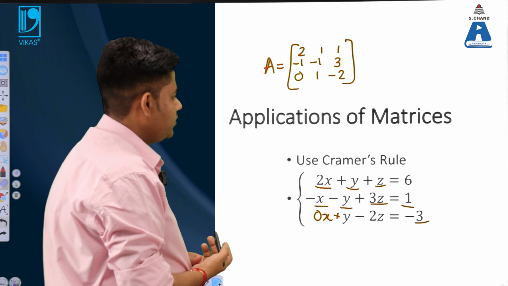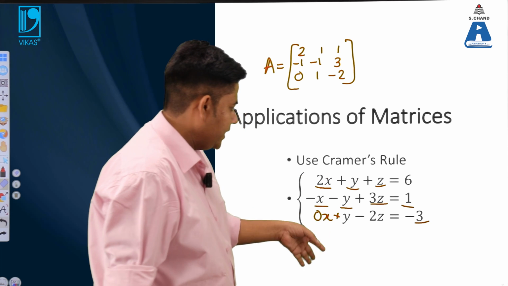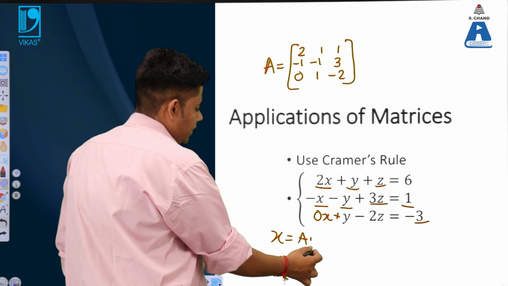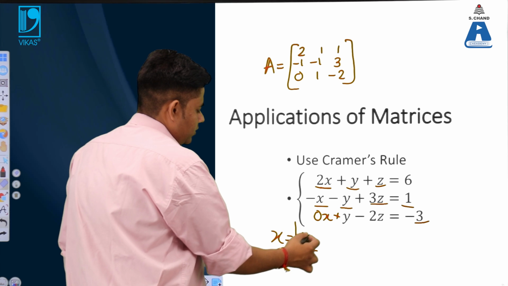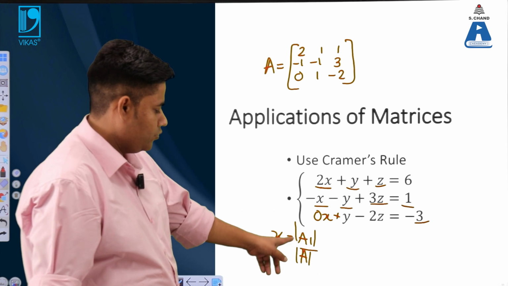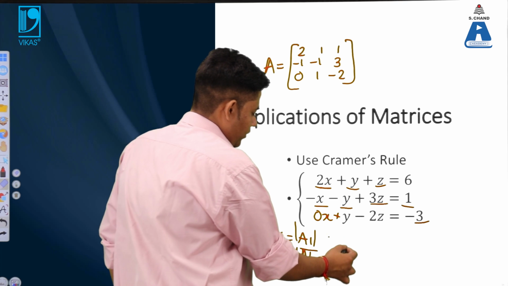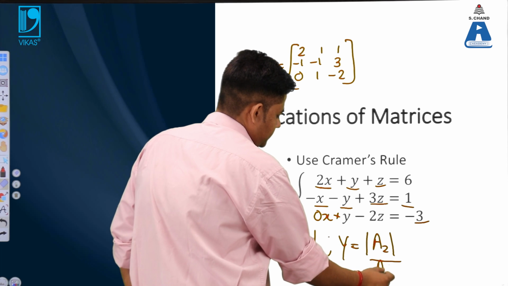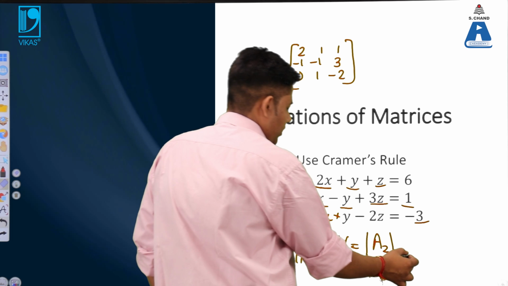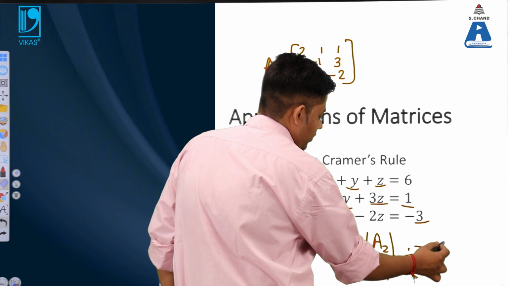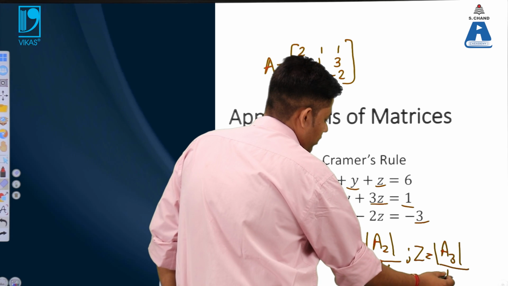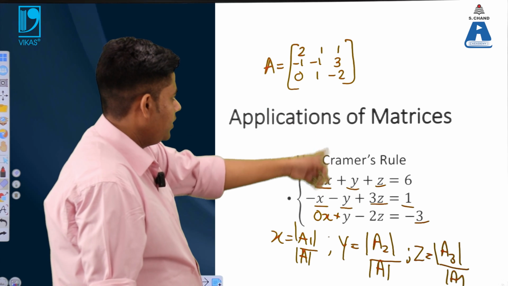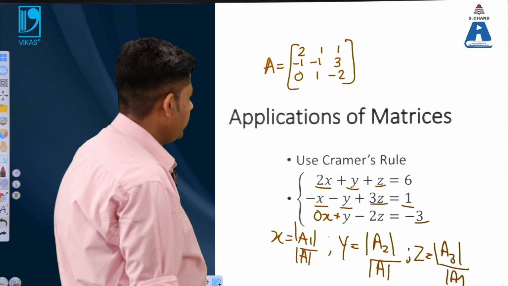And as per Cramer's rule, I want to find what is x, what is y, and what is z. So for x, I need to write it like this, determinant A1 divided by determinant A. For y, that would be determinant A2 over determinant A. And for z, I want determinant A3 over determinant of A. So I have told you what A is, but we wish to write A1, A2, and A3 also.